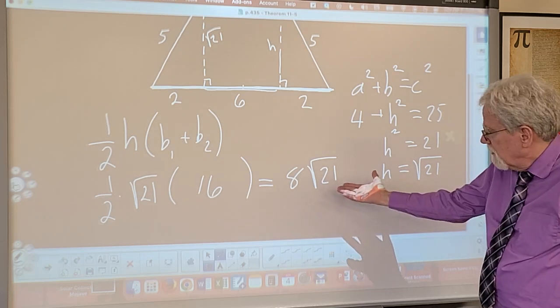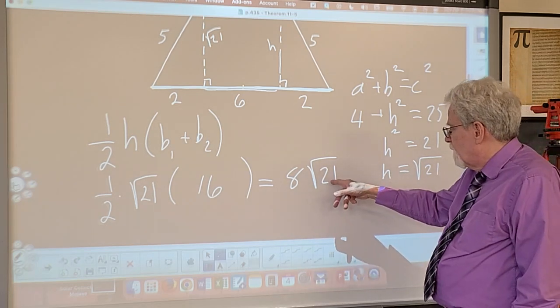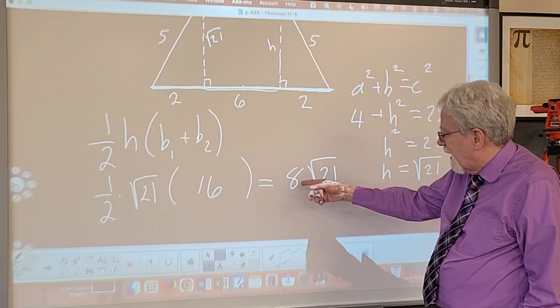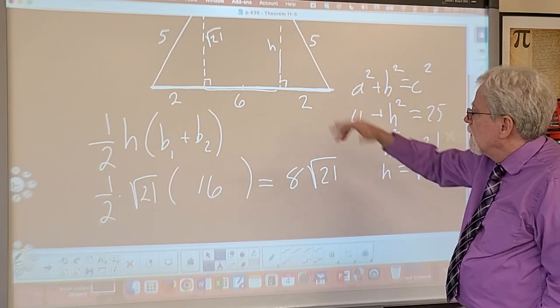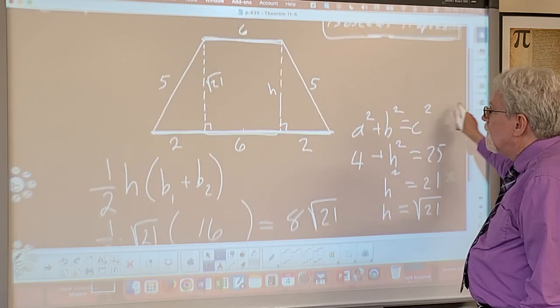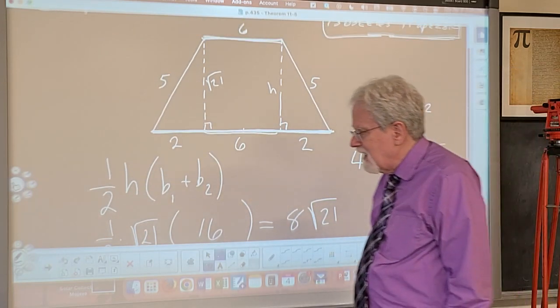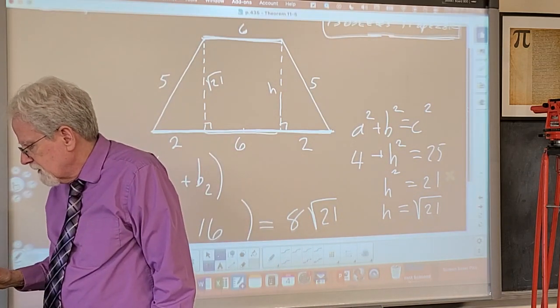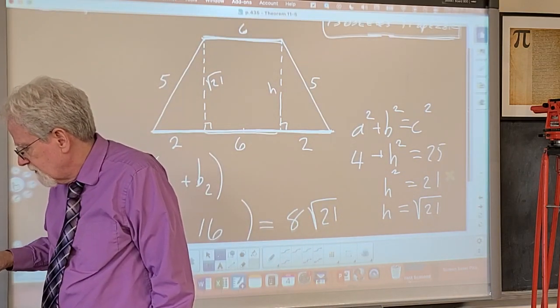What's that mean? Well, the square root of 21 has got to be more than 4, but less than 5. It's going to be 4 point something something something times 8, and that would tell us how many square units are inside that trapezoid. 8 square root of 21. And congratulations.